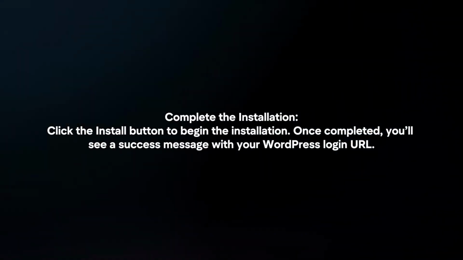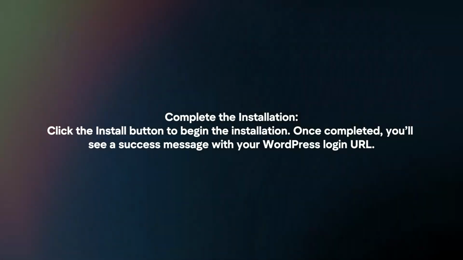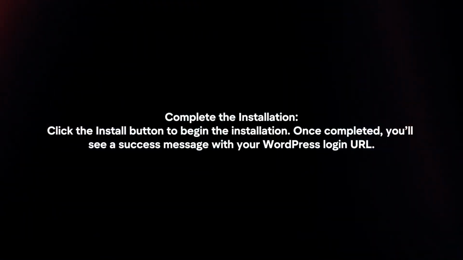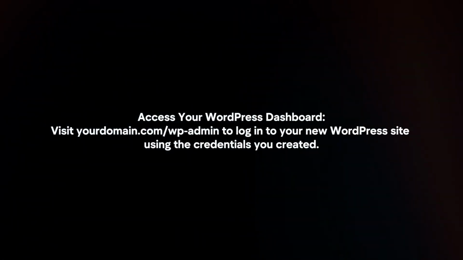Complete the installation. Click the Install button to begin the installation. Once completed, you will see a success message with your WordPress login URL. Access your WordPress dashboard. Visit yourdomain.com/wp-admin to log into your new WordPress site using the credentials you created.